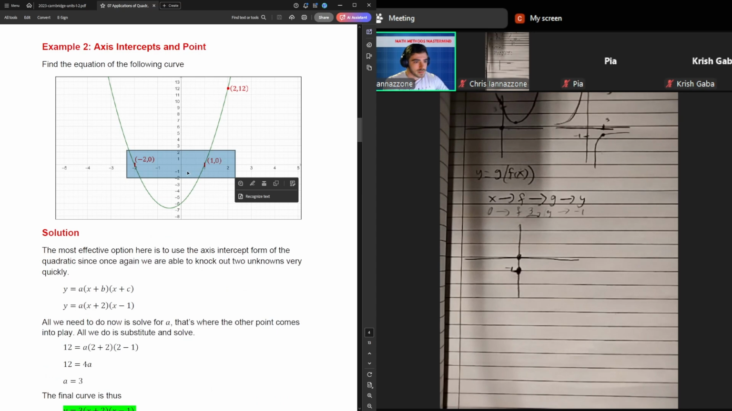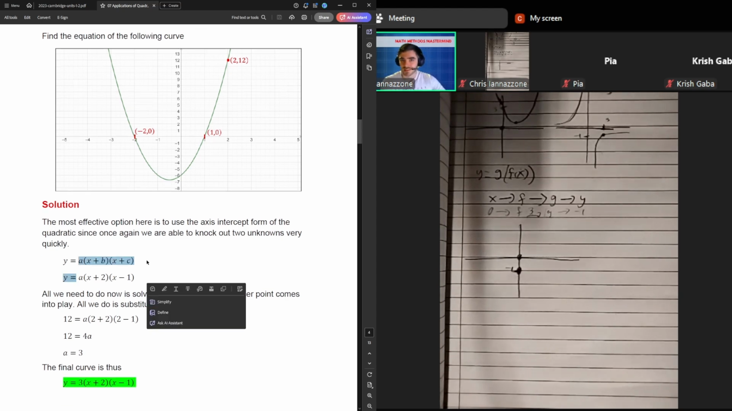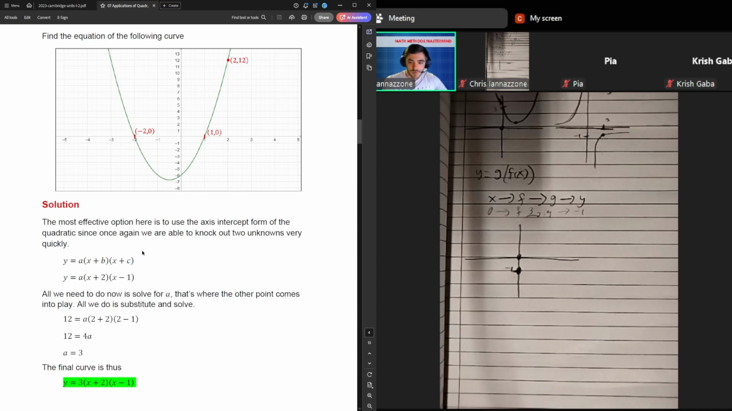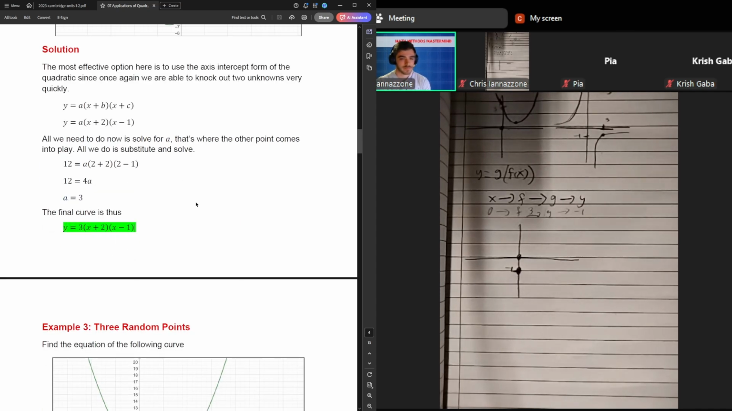If you instead had axes intercepts, specifically the x-axis intercepts as your key features, then the best form for that would simply be to use the x-axis intercept form. The reason why is because null factor law will always tell you where your x-axis intercepts are. So if you know they're at -2 and +1, well, there's your factors, x plus 2 and x minus 1. As I said before, all you need to do to solve for a is sub in an additional known point, in this case 2, 12. So all the x's are becoming 2's, and the y is becoming 12. Rearrange for a, give the final curve.